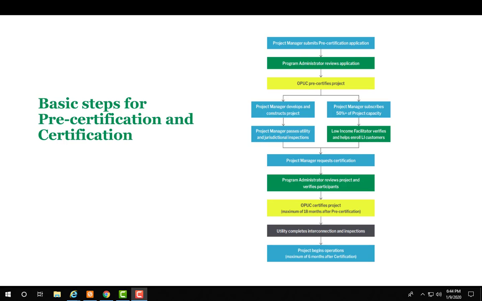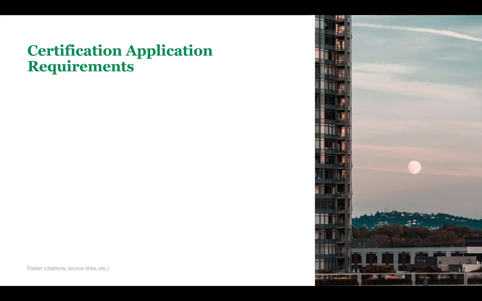There are ongoing requirements for project managers to follow up with the program administrator after a project is in operation for its contracted lifespan. Certification application requirements. The requirements for certification include information and documentation that must be submitted through the Community Solar Program platform. The program administrator and low-income facilitator will then review this information to verify that the project meets all requirements.